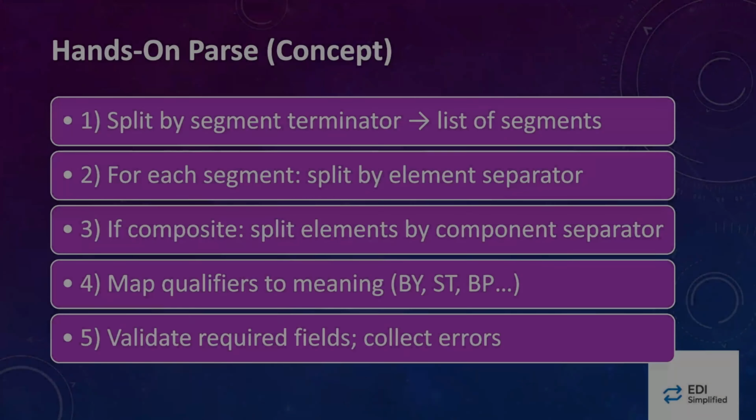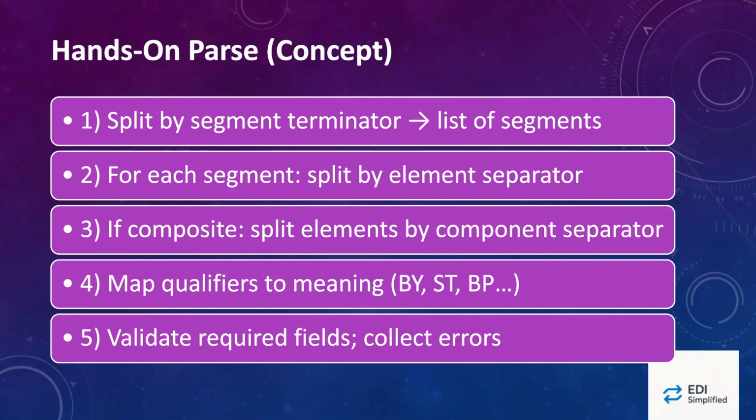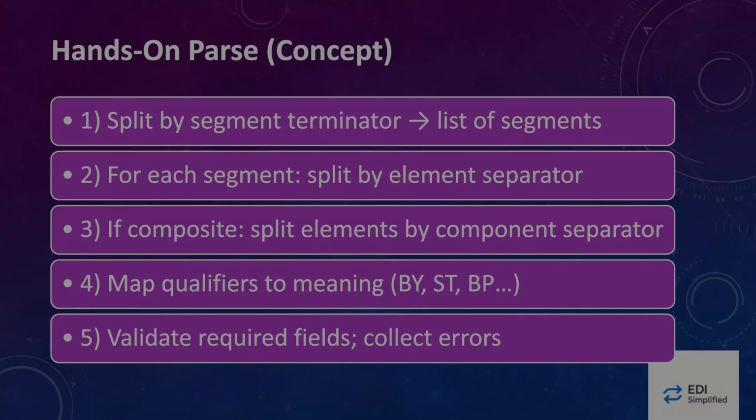A good way to learn EDI is to parse a message manually. Take one segment at a time, identify the segment code, then split the elements using the delimiters. After that, break composite elements into components and apply the qualifiers. This approach builds confidence and makes troubleshooting much easier.